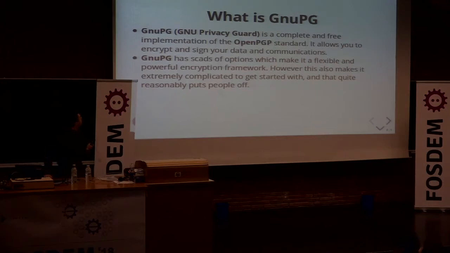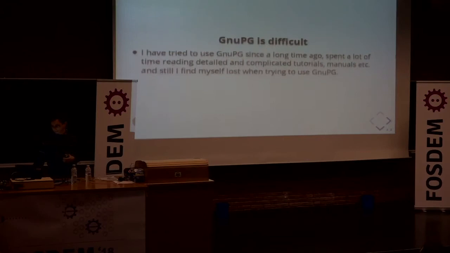So first, what is GnuPG? GnuPG, or GNU Privacy Guard, is a complete and free implementation of the OpenPGP standard. It allows you to encrypt and sign your data and communications. GnuPG has scads of options which make it a flexible and powerful encryption framework. However, this also makes it extremely complicated to get started with, and that quite reasonably puts people off.